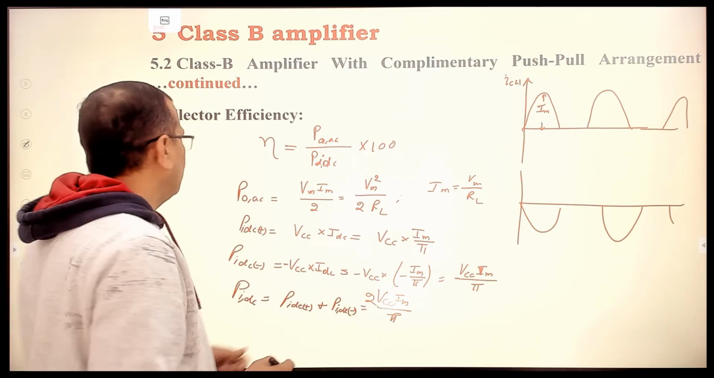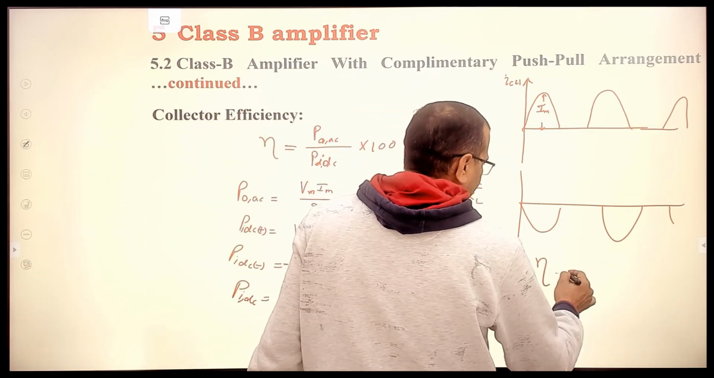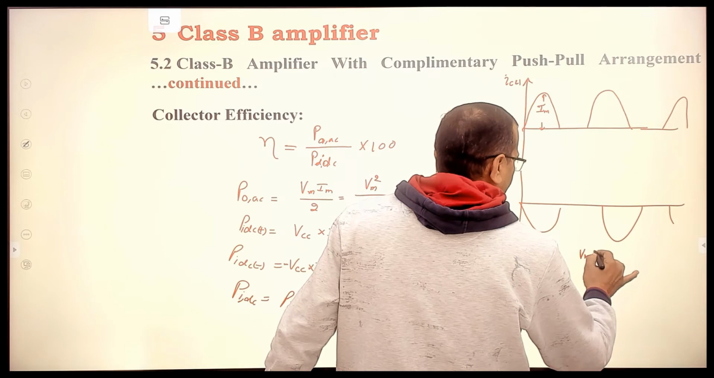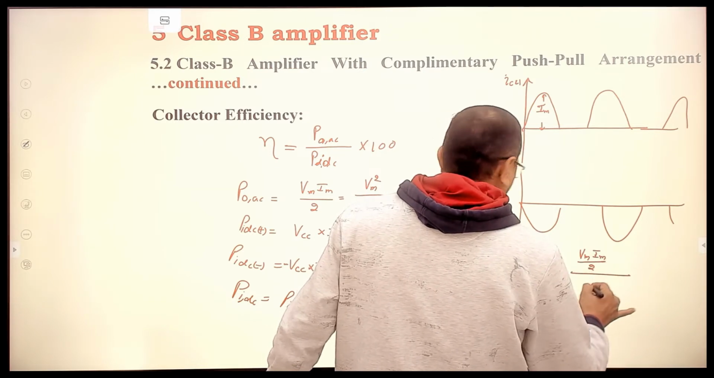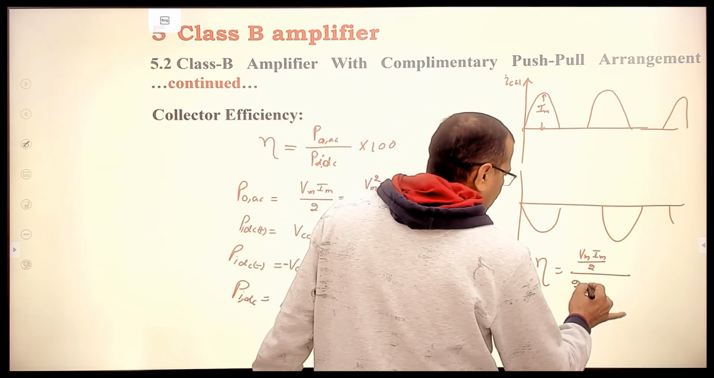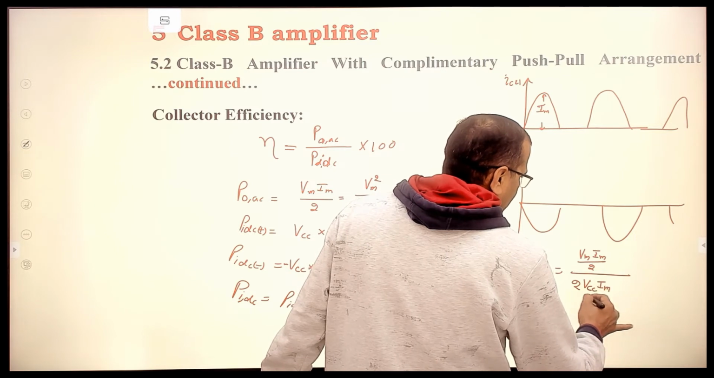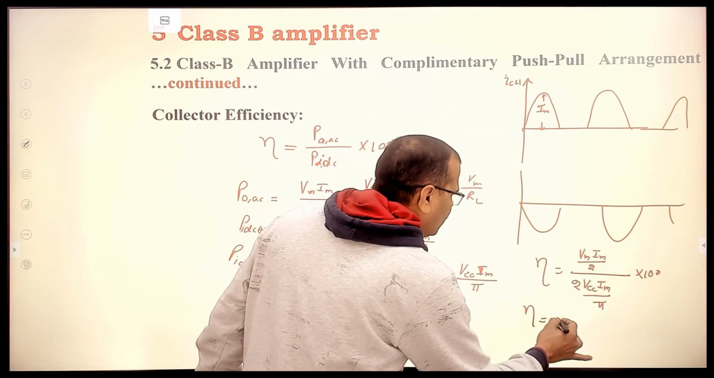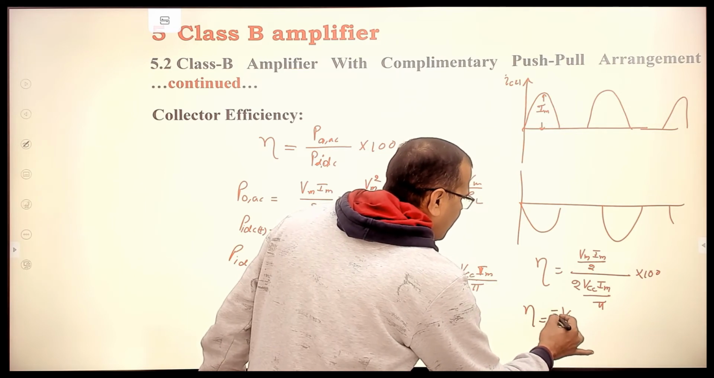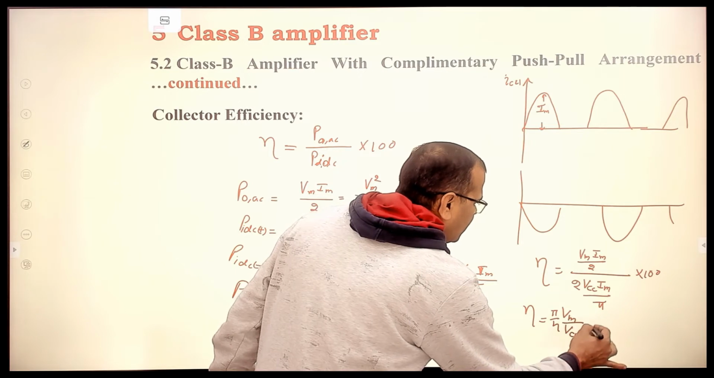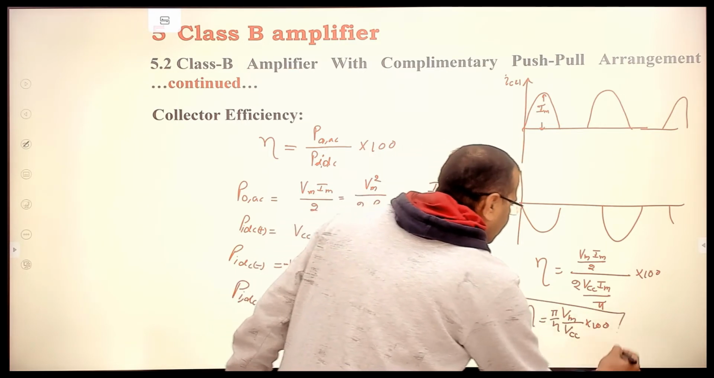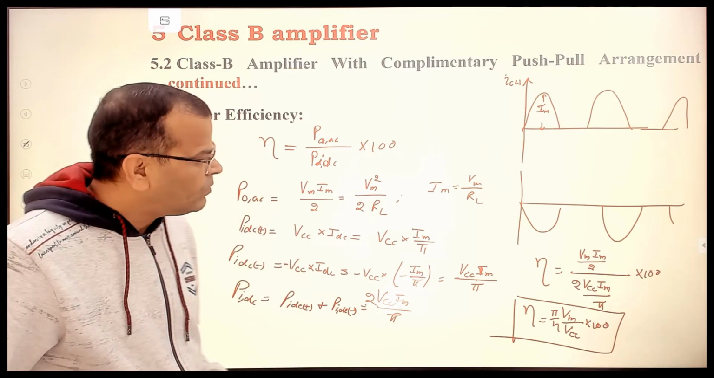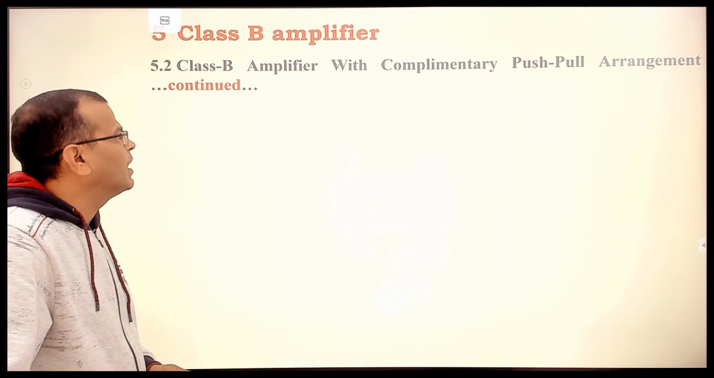Now let us see the conversion efficiency. The conversion efficiency here will be equal to the AC output power, Vm Im by 2, divided by the DC input power, 2 VCC Im by pi, multiplied by 100. And you can see this Im and Im gets cancelled out. So this is equal to Vm pi by 4 divided by VCC multiplied by 100. That is the expression of efficiency of class B push-pull amplifier with complementary arrangement. That is the expression of the conversion efficiency. I hope you can understand that. Right.